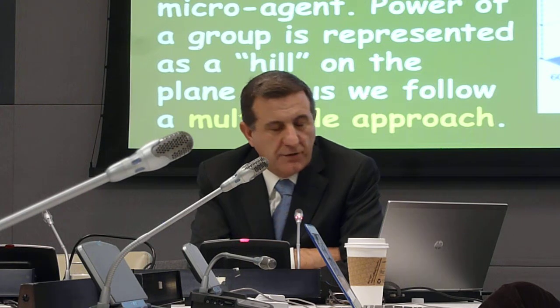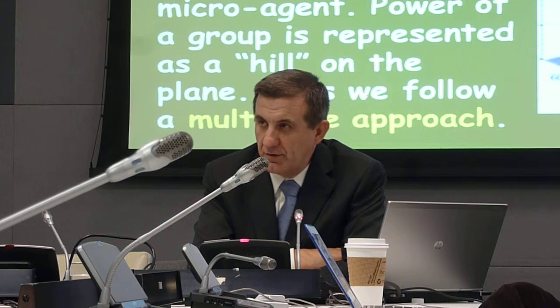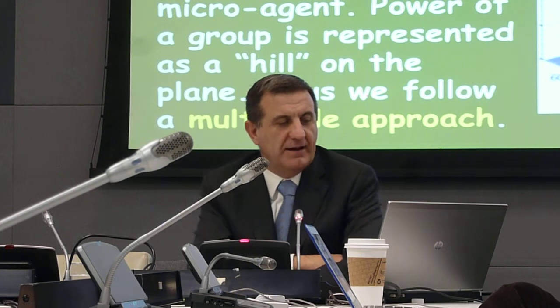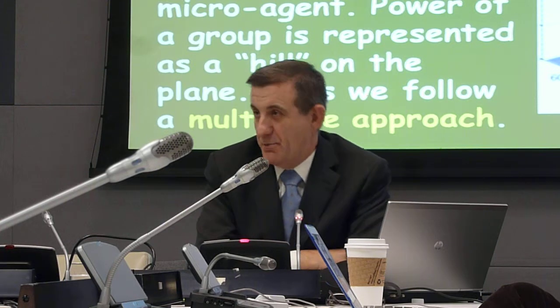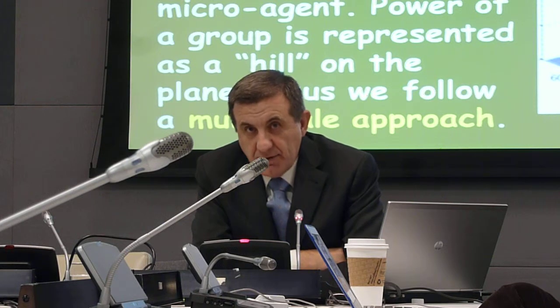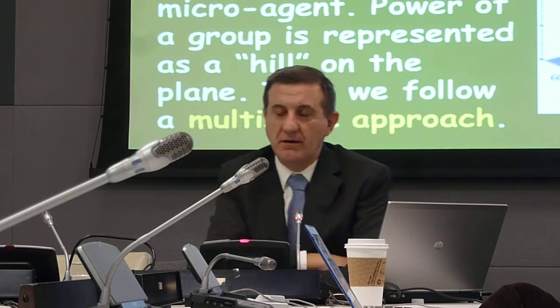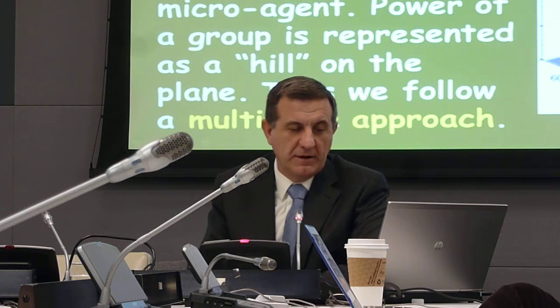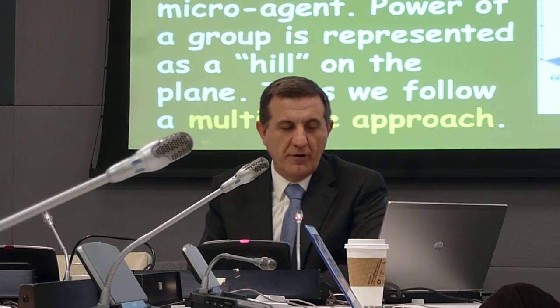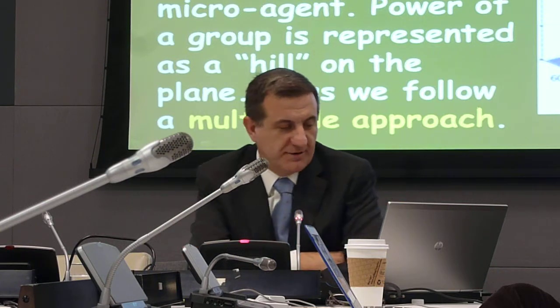I mentioned at the beginning that we're going to make a distinction between influence and power. So let's draw a plane. In the plane, each point is a micro-agent, a person, human being. And we're going to represent only power, not influence. Power is the height of this hill. Here, this group of people has a lot of power. Here's a similar group of people with little power. This is the interpretation of the plot.